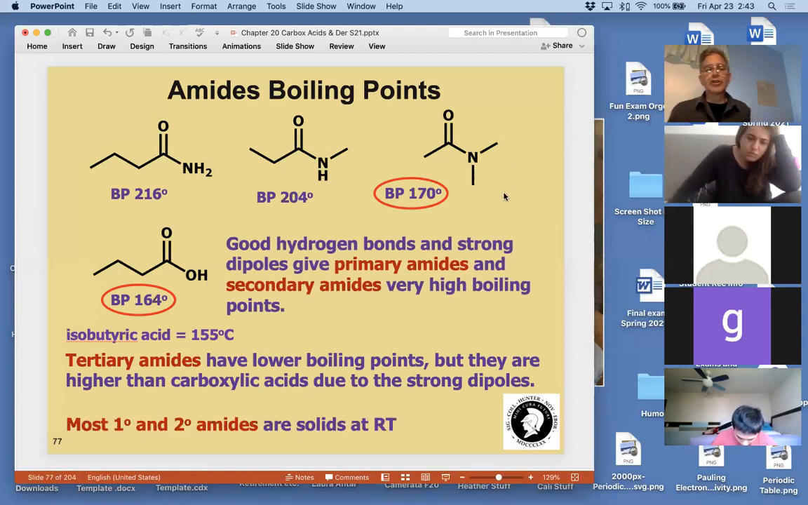And as a result of this, the vast majority of primary and secondary amides are solids to begin with at room temperature. So these two compounds presumably are solids, although I didn't check these two. But there are not that many liquid amides around. They tend to be solids.